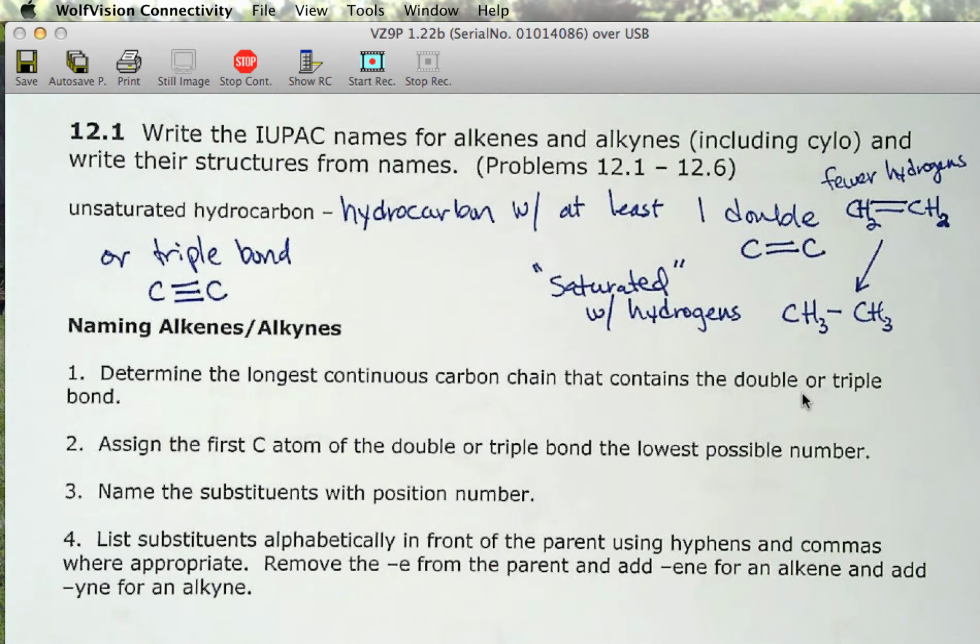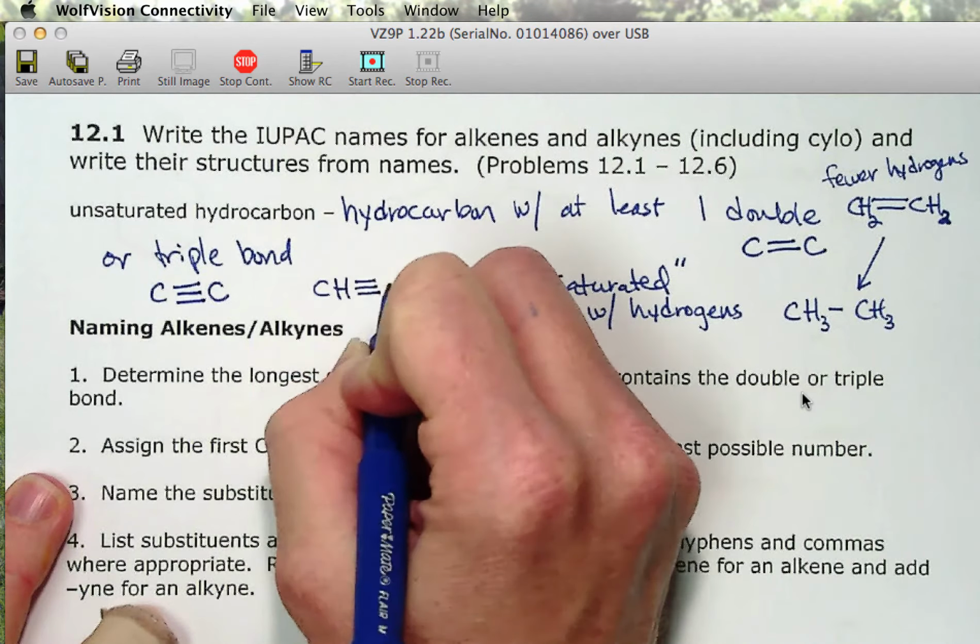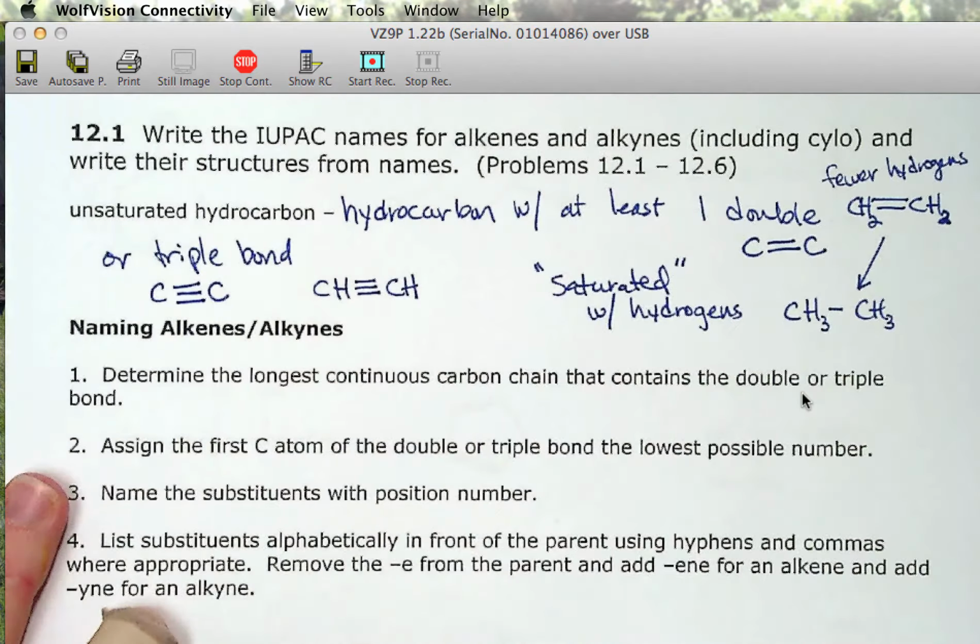Because of the double bond. And if you imagine a triple bond, then it would just be CH triple bond CH. But the way this definition works, anytime you have a hydrocarbon with at least one double bond or one triple bond, it's unsaturated.